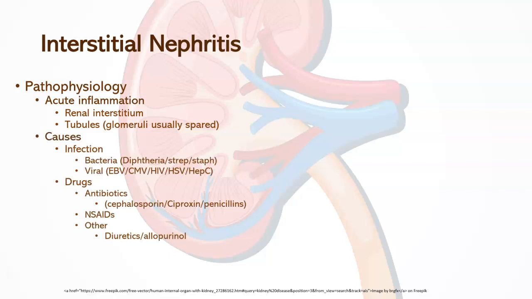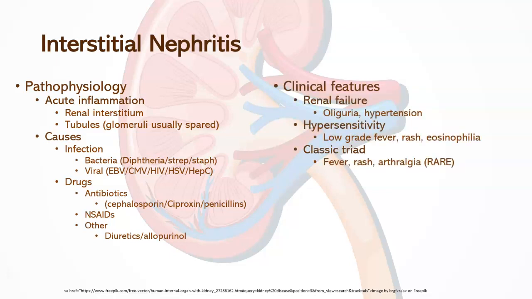There are many causes, including infections, both bacterial and viral, antibiotics, non-steroidal anti-inflammatory tablets, and other drugs such as diuretics and allopurinol. The disease is characterized by renal failure with oliguria and hypertension, evidence of hypersensitivity such as a low-grade fever, rash, or eosinophilia.